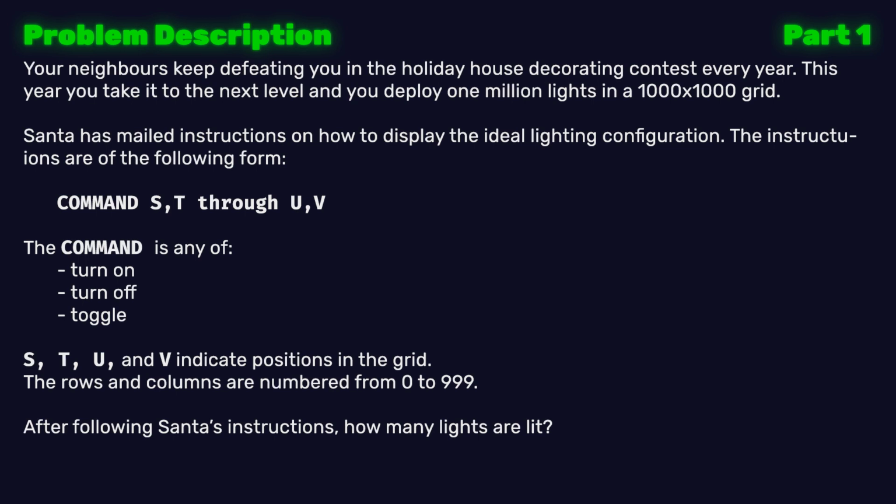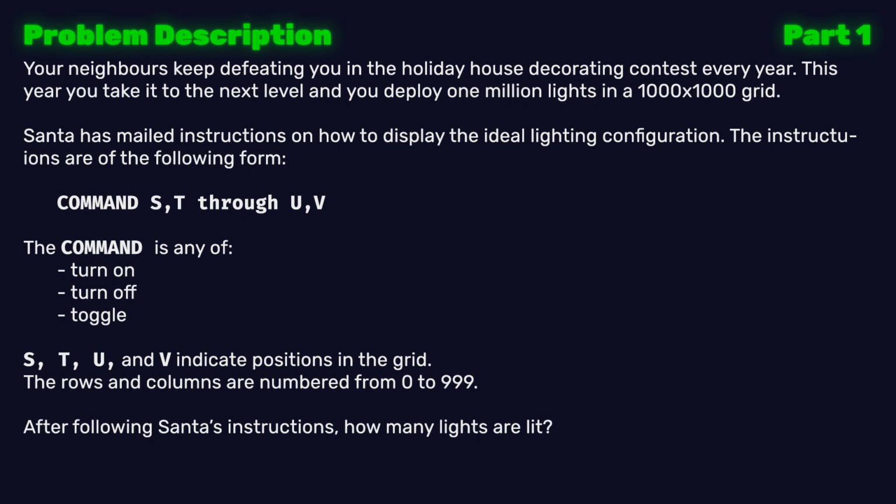So, naturally, this year we will take it to the next level and deploy 1,000,000 lights in a 1,000 by 1,000 grid. Santa has mailed instructions on how to display the ideal lighting configuration. The instructions are of the following form, where there is a command followed by 2 pairs of 2D coordinates. The command can be any to turn on or turn off the lights or to toggle them.